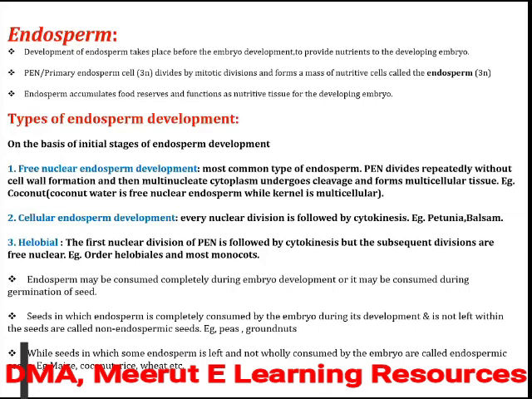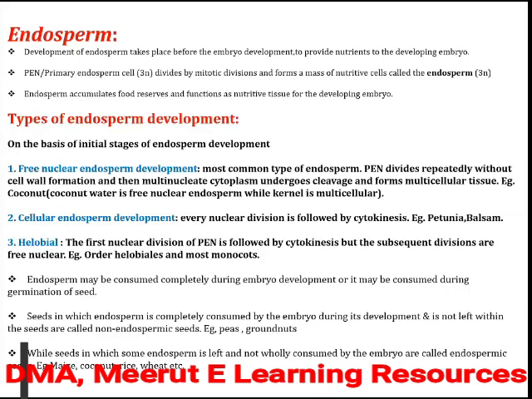Now students, come to the next. If we see seeds, in some seeds you find that endosperm may not be present, and in some seeds you find endosperm is there. How is that possible? Those seeds in which endosperm is totally consumed by the embryo during its development, so that no endosperm is left within the seed, are called non-endospermic seeds. They don't have endosperm because it is totally consumed by the developing embryo. Examples are pea and groundnut.